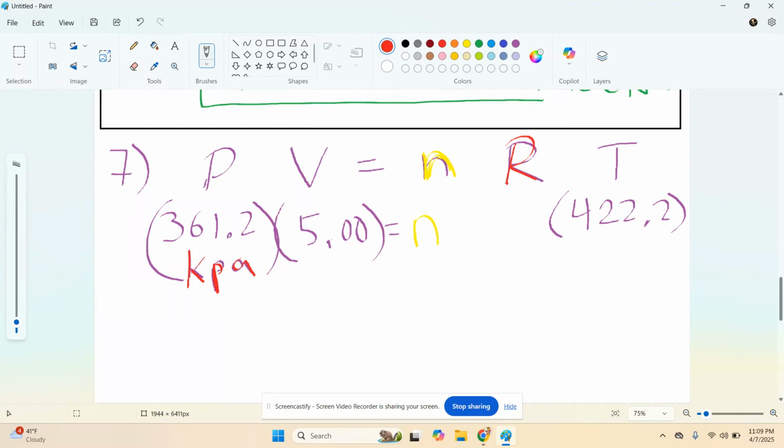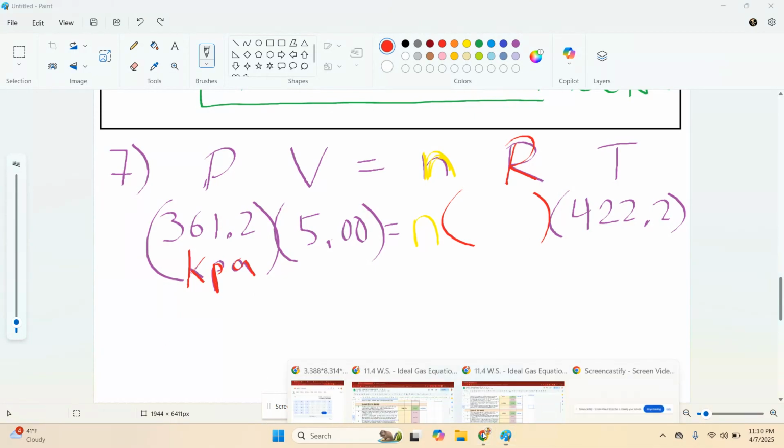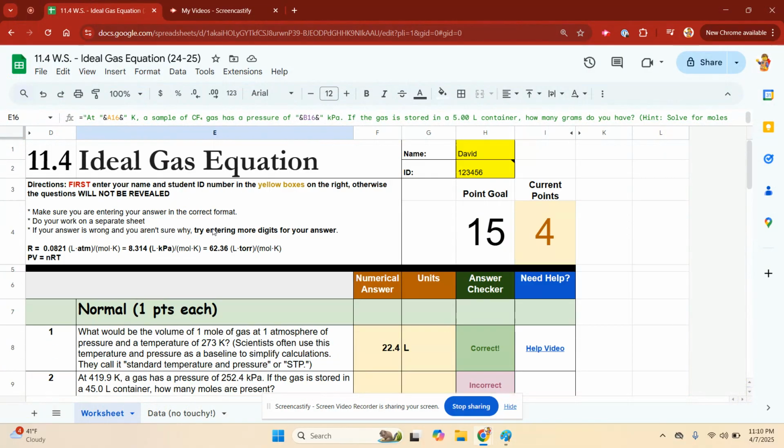Now, what is the gas constant here? Well, it's the gas constant for kPa, which from your notes and from the worksheet is 8.314 liter kPa per mole Kelvin. You should be checking your notes.